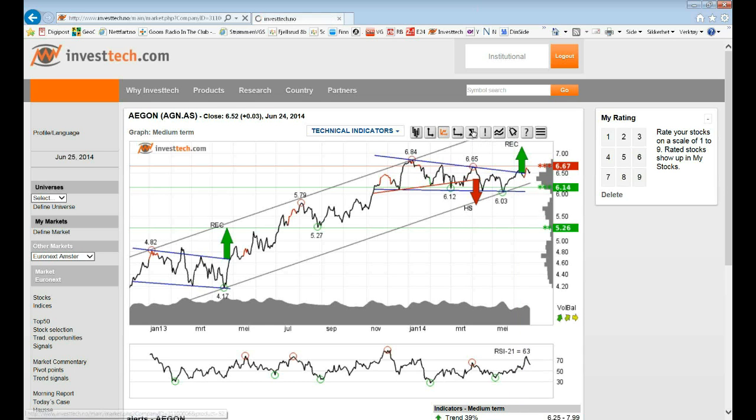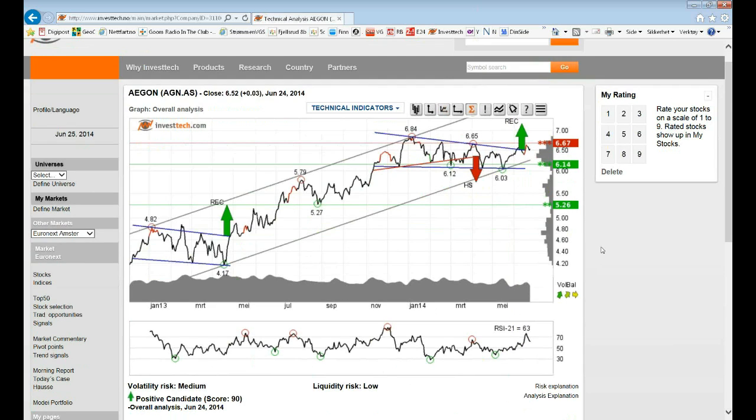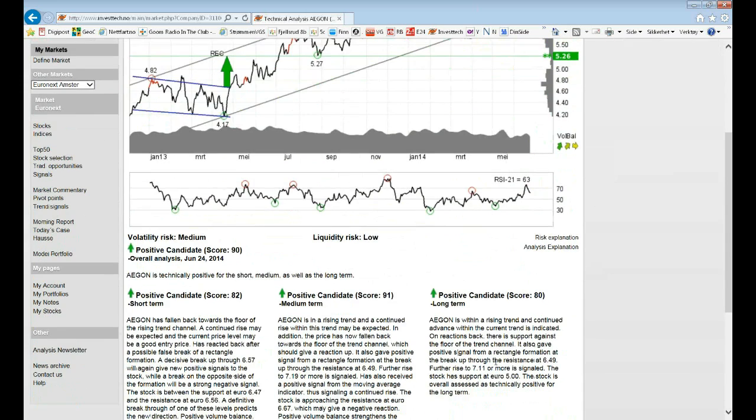You can click on total analysis. You can see the full analysis of the stock, and again, this is only available at professional level. You can see that it has a score of 82 for the short term, 91 for the medium term, and 80 for the long term.